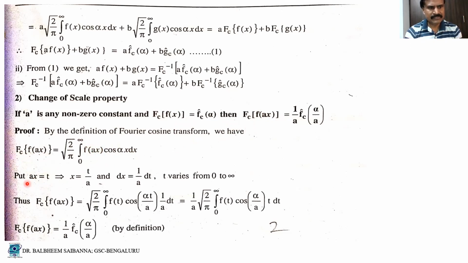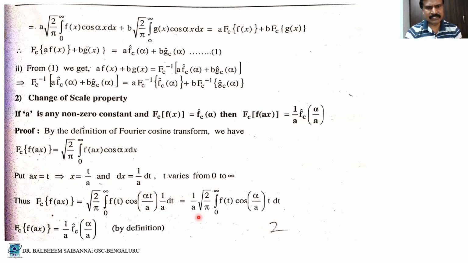ax is equal to t. Then x is equal to t by a, and differentiating x with respect to t, a is constant, so dx is equal to 1 by a dt. Here x varies from 0 to infinity. Then we are changing x to variable t, so t also varies from 0 to infinity. So F_C of f(ax) is equal to root of 2 by pi integral 0 to infinity f(t) cos alpha t by a times 1 by a dt.